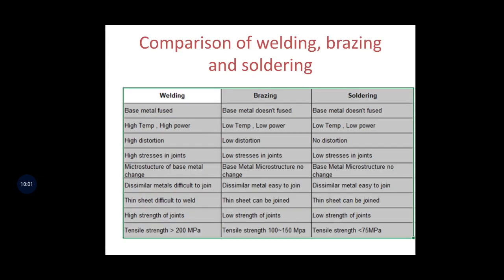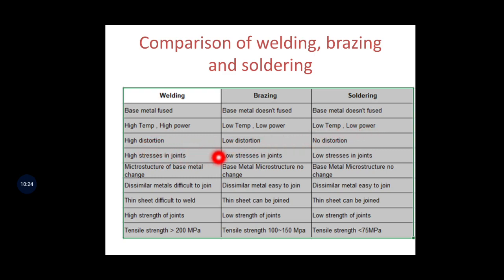Next, the comparison between welding, brazing, and soldering. In welding, the base metal is fused, that is, melted. In brazing, the base metal does not fuse. Fuse means melting; it will not melt in both the other cases. Welding requires high temperature and high power. Brazing requires low temperature and low power, and soldering also requires low temperature and low power.